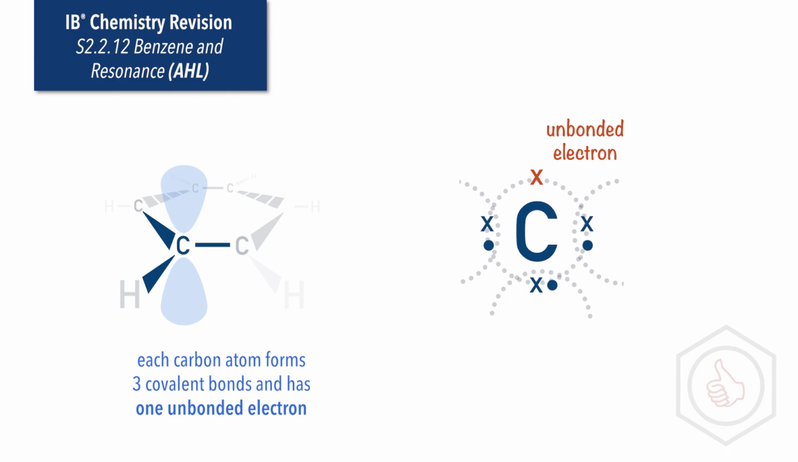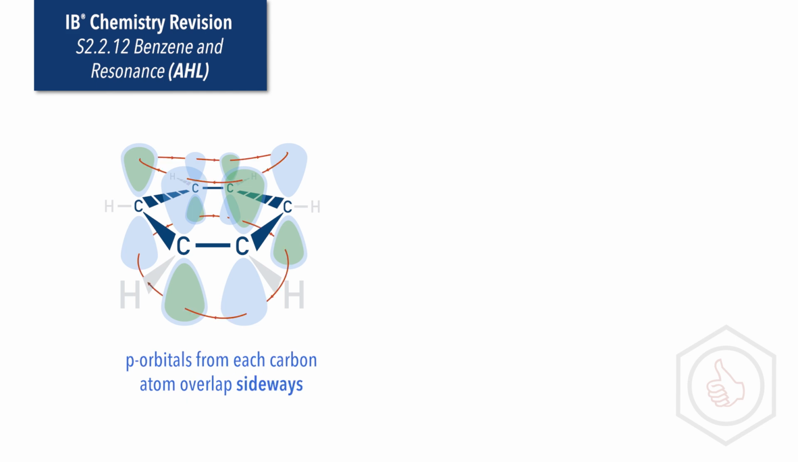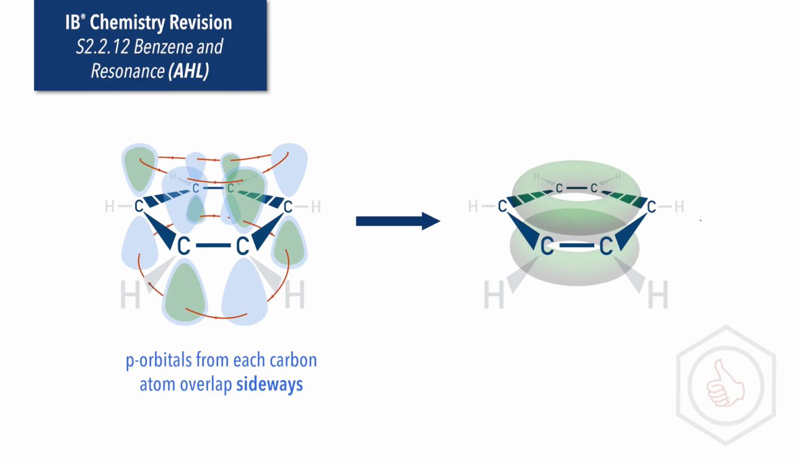The unbonded p orbitals from each carbon atom, with one electron in each, can overlap sideways to create two rings of electron density above and below the carbon atoms bonded together. This means all the carbon-carbon bond lengths in benzene become equal because they have equal access to electrons, and the structure is actually slightly more stable than we'd expect it to be otherwise.